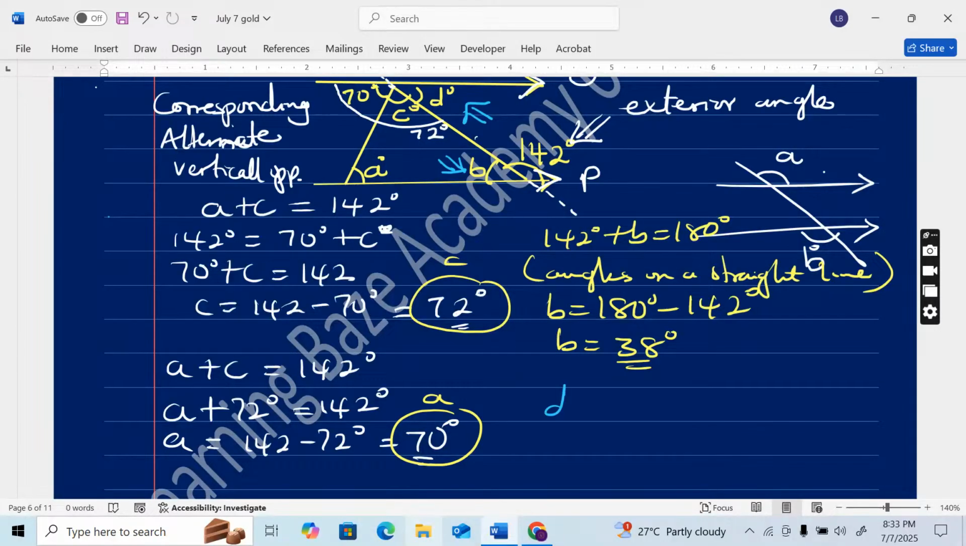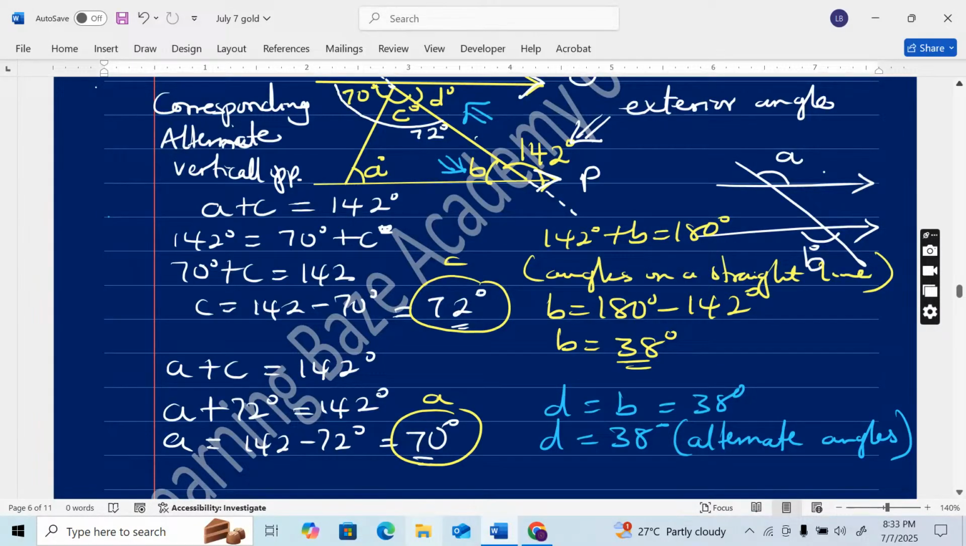So angle D is equal to B, and B is equal to 38 degrees. So it means D is equal to 38 degrees. The reason is alternate angles. They are alternate angles, and alternate angles are equal.